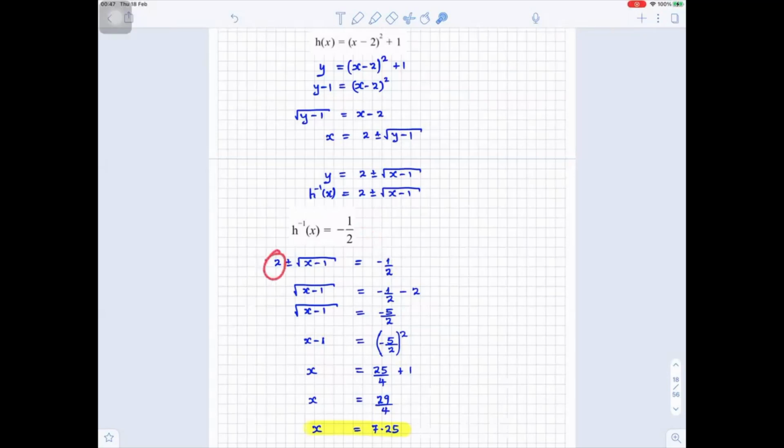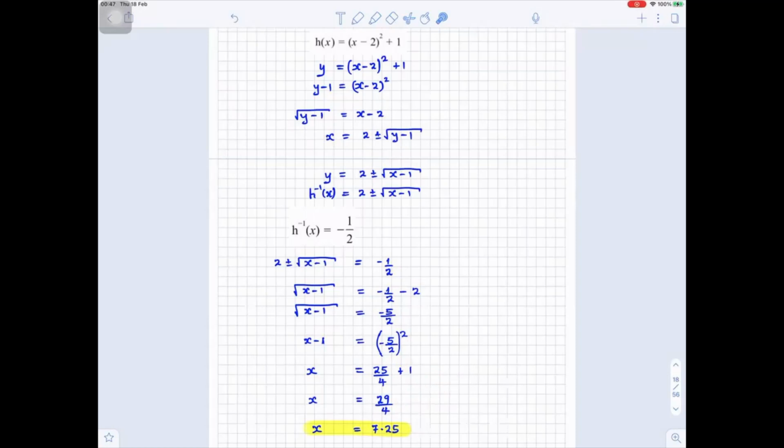So the 2 goes to the right. It becomes minus 2. So minus a half minus 2, and square root of x minus 1 equals minus 5 over 2. The square root goes to the right, it becomes squared. X minus 1 is equal to minus 5 over 2 squared. Minus 1 goes to the right, it becomes plus 1. So x is 29 over 4, which is 7.25.